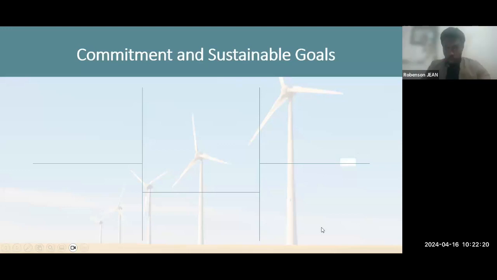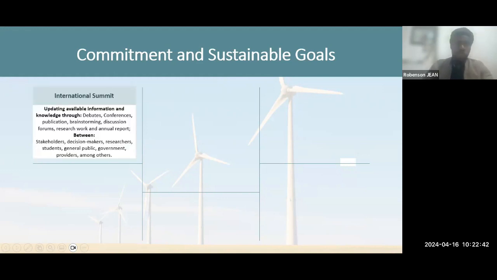So once we know that it is important to optimize the integration of renewable energy sources, or better, to accelerate this process, it is important to get ourselves involved and to set some sustainable goals. But to do that, we're not going to do that one by one. We are going to do that together as one. So this is possible, for instance, through some international summit.